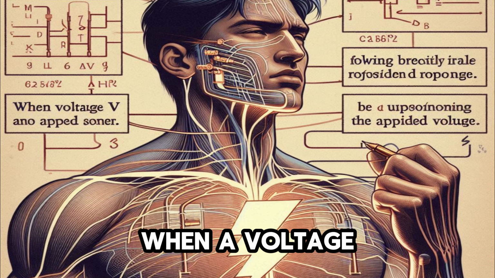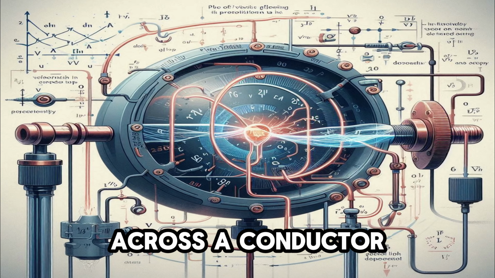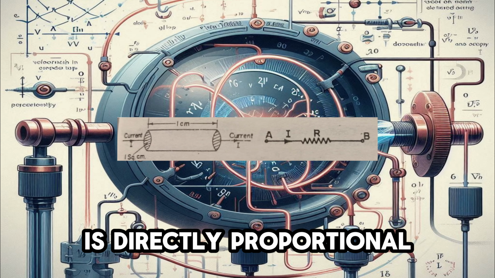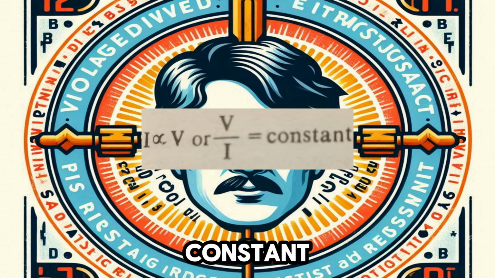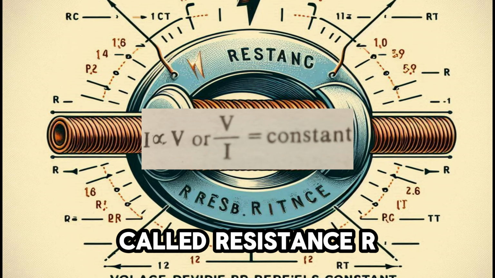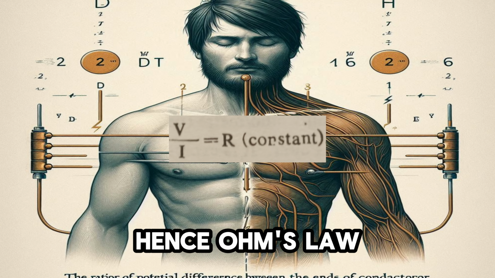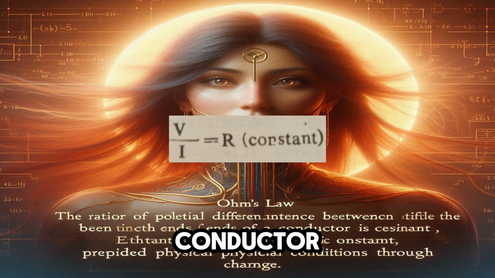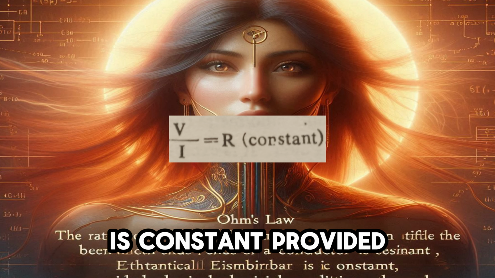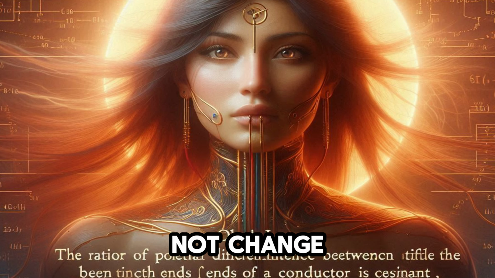Ohm's law. According to Ohm, when a voltage V is applied across a conductor, then the current I flowing through it is directly proportional to the applied voltage. Voltage divided by current equals a constant. This constant is called the resistance R of the conductor. Hence, Ohm's law can also be defined as: the ratio of the potential difference between the ends of a conductor to the current flowing through it is constant, provided physical conditions do not change.